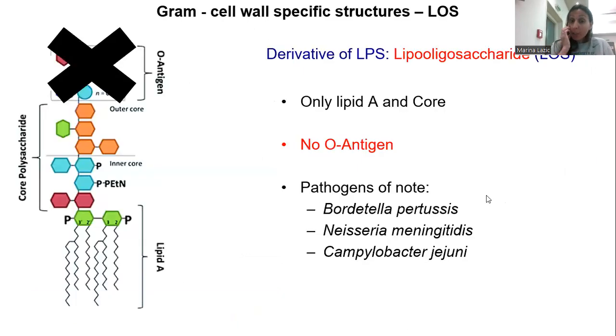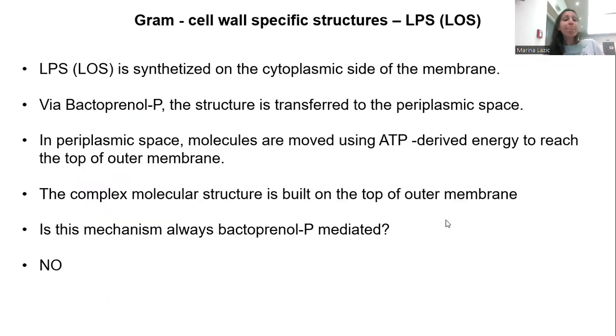Another specific structure is LOS, lipo-oligosaccharide. It has exactly the same structure as LPS, just without O antigens, but it also is present in pathogenic strains: Bordetella, Neisseria, Campylobacter. Probably the most famous is Campylobacter.